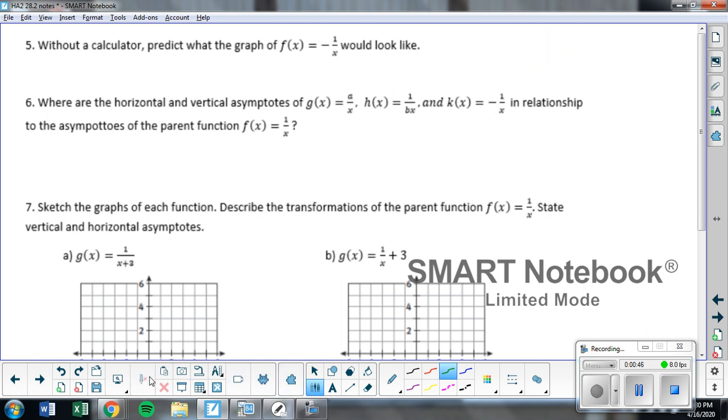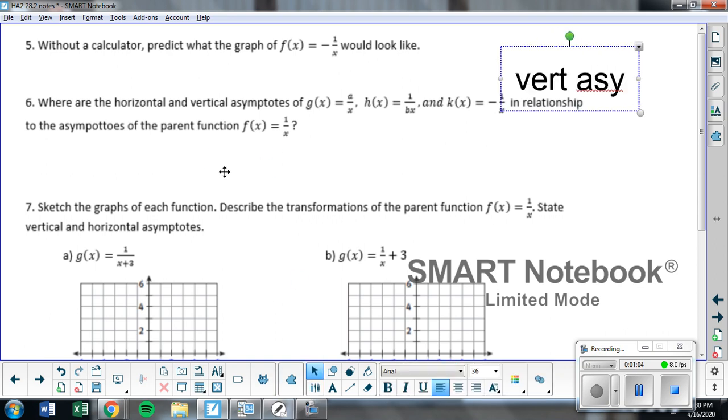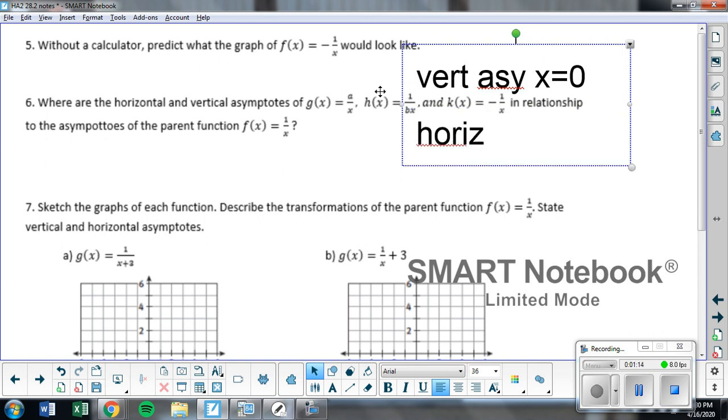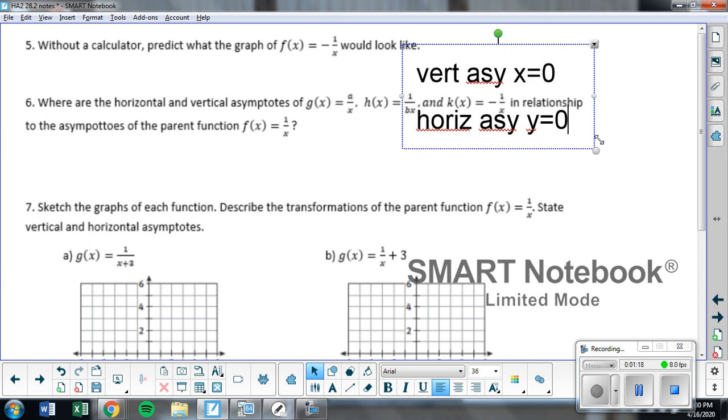Number 6. Where are the horizontal and vertical asymptotes in these functions in relation to the asymptotes of the parent function? That's one too many t's there, ignore that. So, in the original parent function, the vertical asymptote is x equals 0. The horizontal asymptote is y equals 0. We've seen that in the parent function.